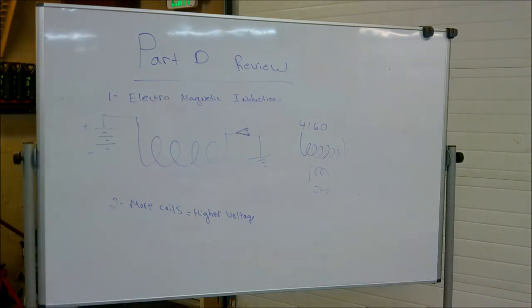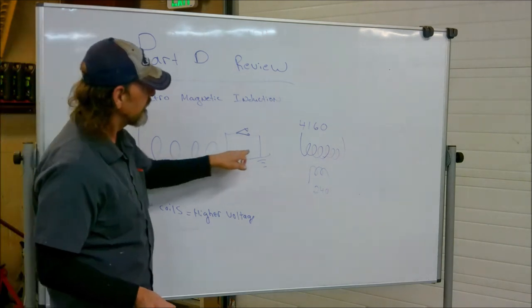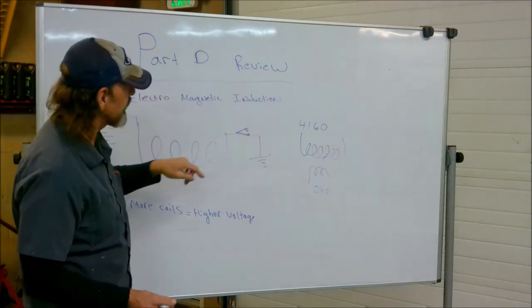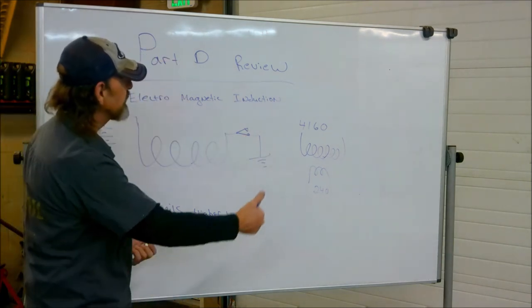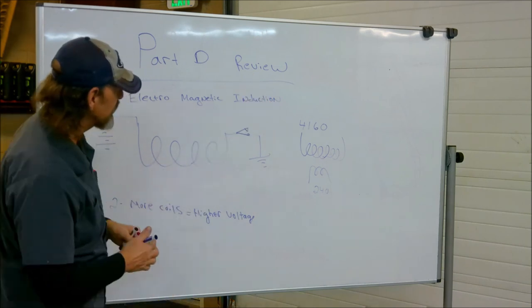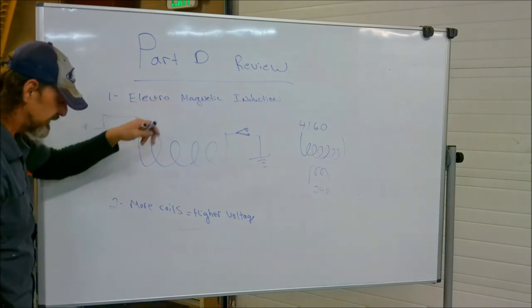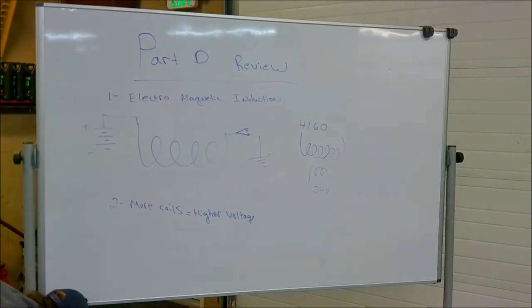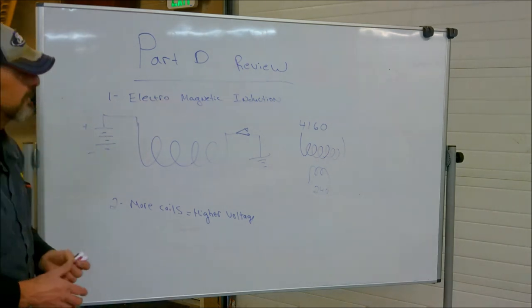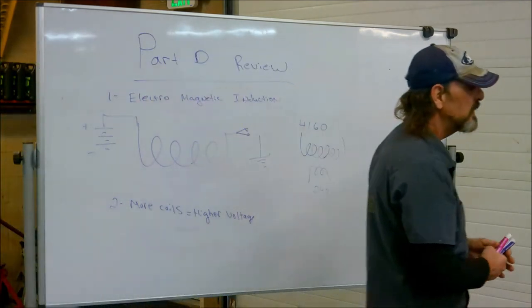So keep in mind that the on-off function here gives me the induction to bring the voltage up, and I can induce voltage into another coil without ever touching it simply through this process right here. That is called electromagnetic induction. Okay, that ends our review today.